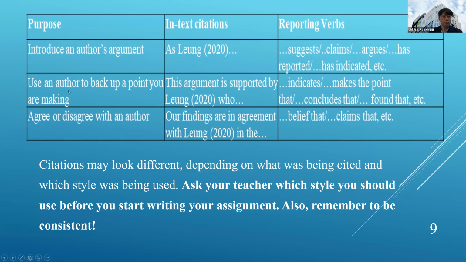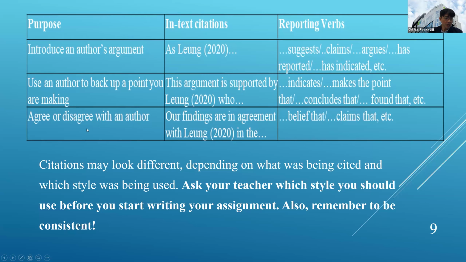Now, another purpose is to use an author to back up the point you are making. All right, for example, this is another style, right? You can use our argument here, or this argument, or this point, this idea is supported by Learn, who also makes this point that, or who concludes that, who indicates that. Okay, do you know how to read the table here, right? Basically, it's the in-text citation in the middle part. My argument or this argument, this idea is supported by Learn, who also concluded that, or who also makes the point that, blah, blah, blah.